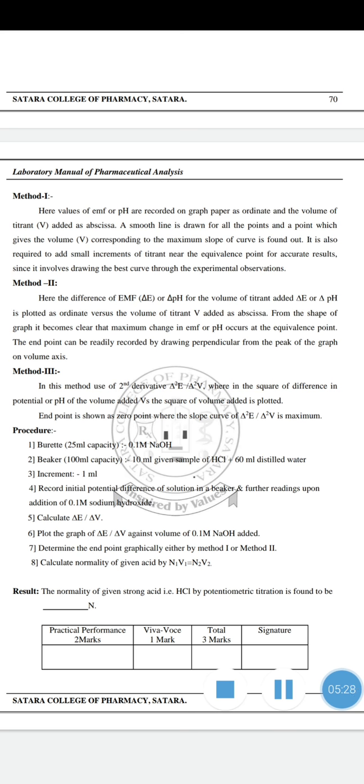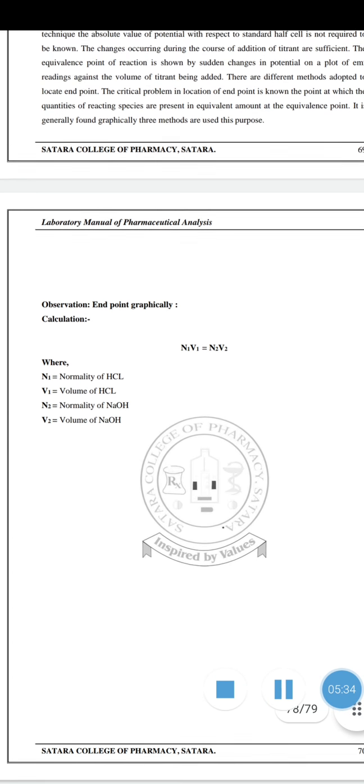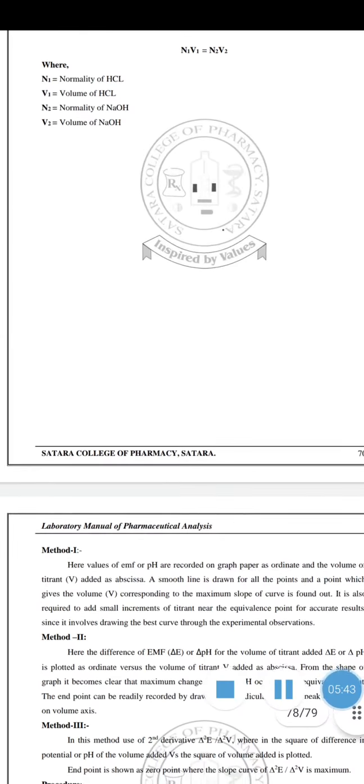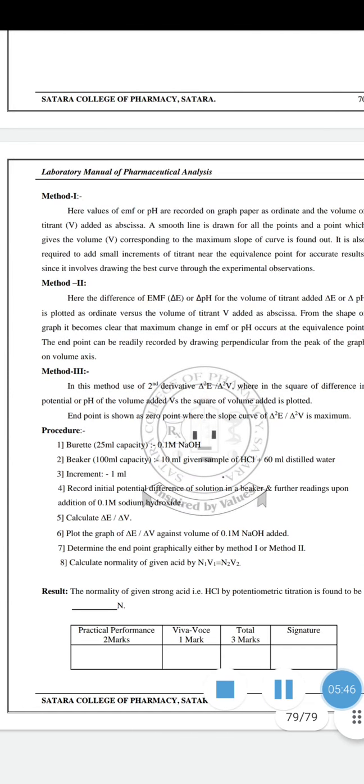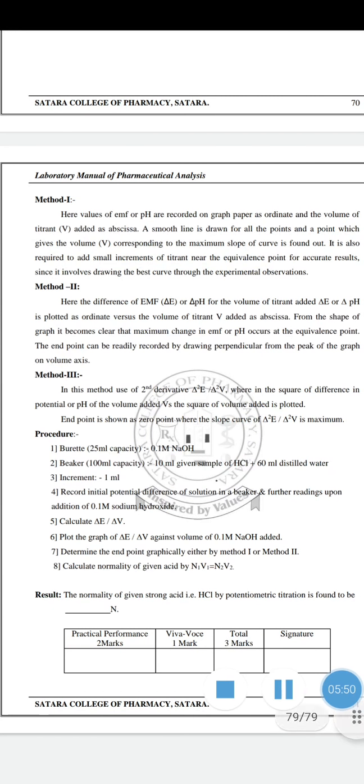Then calculate the normality of the given acid: N1 V1 is equal to N2 V2. This is the calculation part. N1 V1 is equal to N2 V2: normality and volume of HCl is equal to normality and volume of sodium hydroxide. Then there is the calculation of the normality of the strong acid HCl by potentiometric titration, and after calculation, the value of the normality of the HCl strong acid is put into the result.